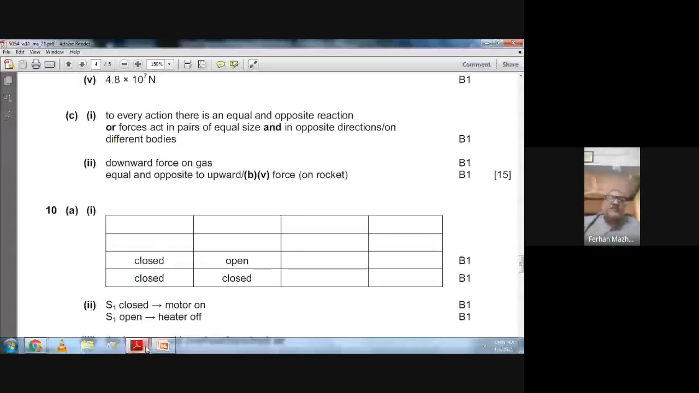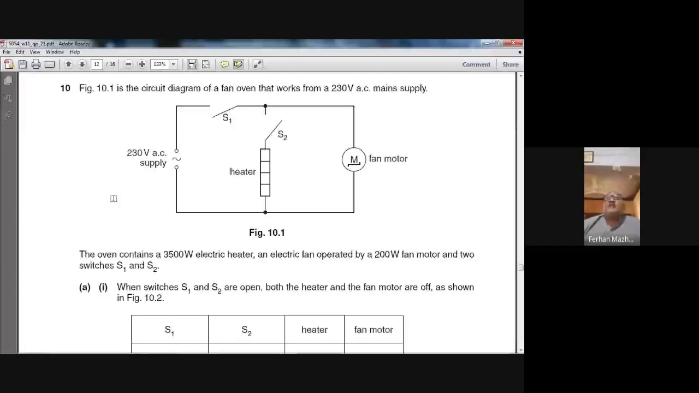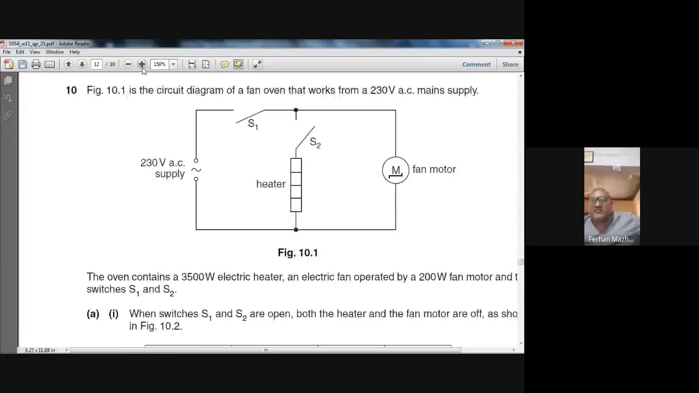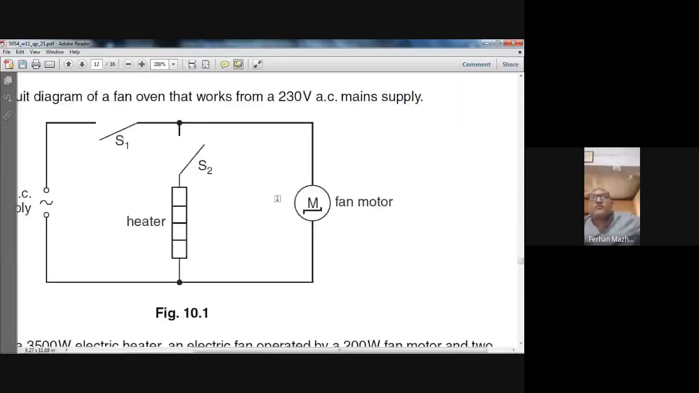So, dear students, we are done with question number 9, and now we are starting question number 10. Figure 10.1 is the circuit diagram of a fan oven that works from a 230-volt AC mains supply. So, look at this diagram first of all carefully. Let me increase the size so I can show you this diagram. Try to understand this diagram.